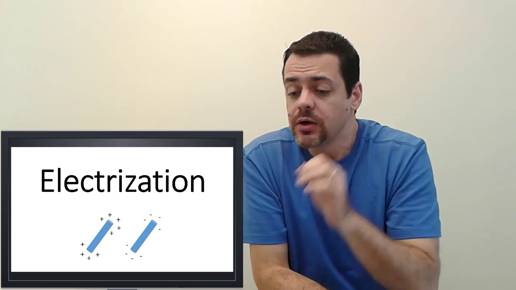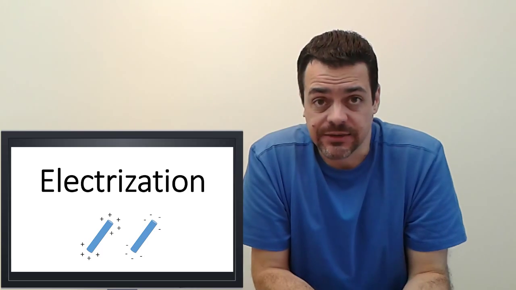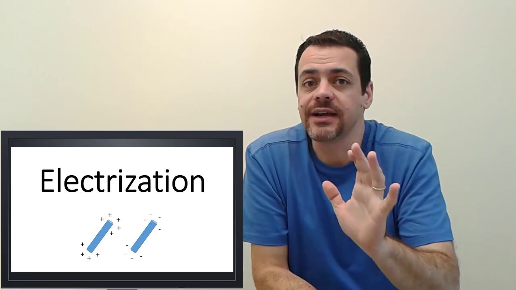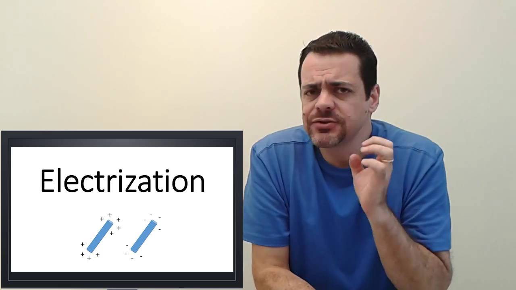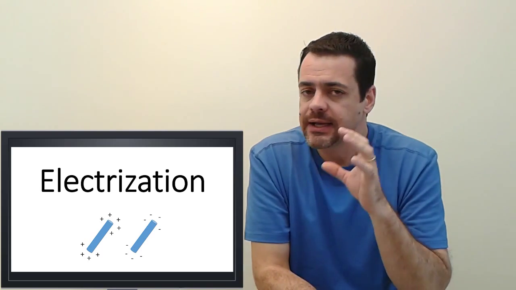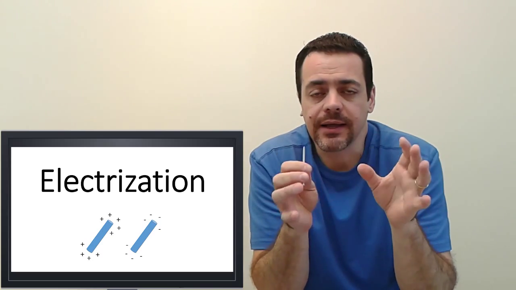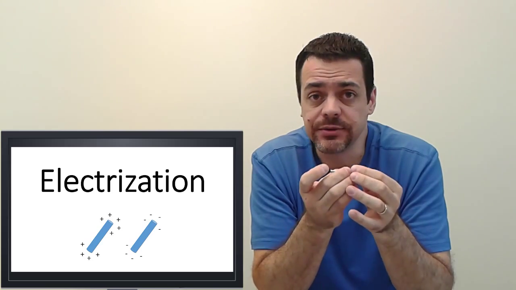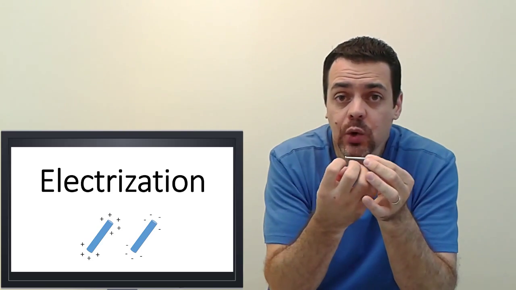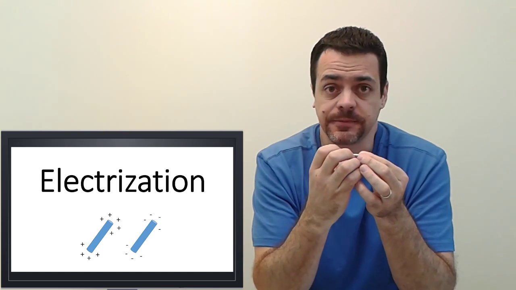Okay? The last basic concept is electrization. Finally, we are almost getting there to understand what electricity is. Electrization is another natural event that says that any material can lose electrons or gain electrons.